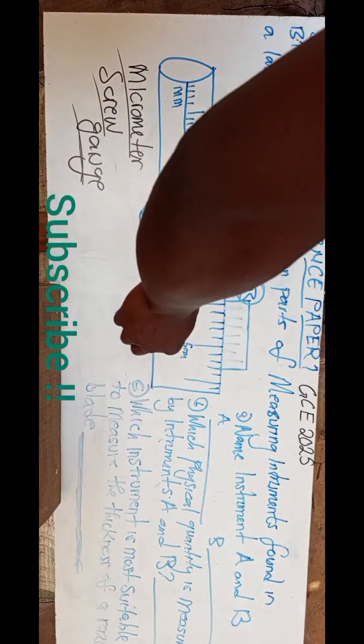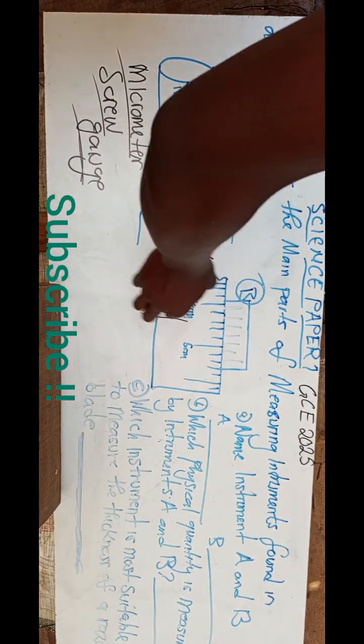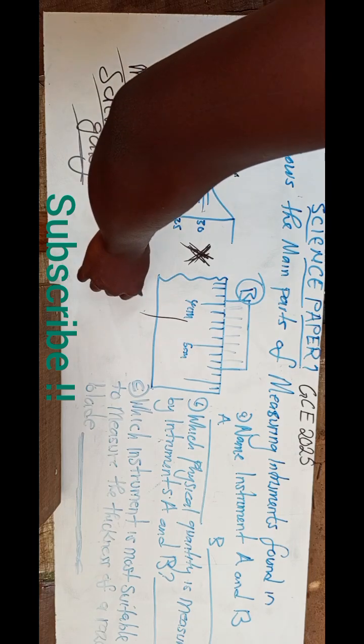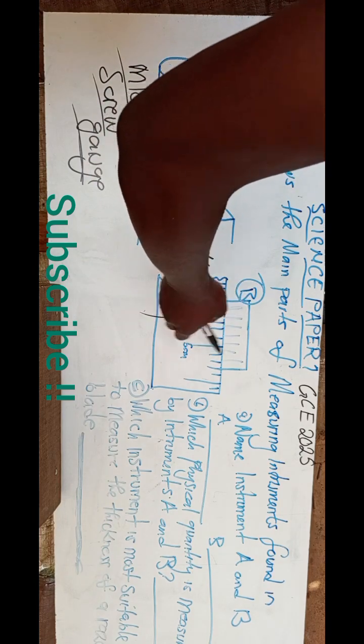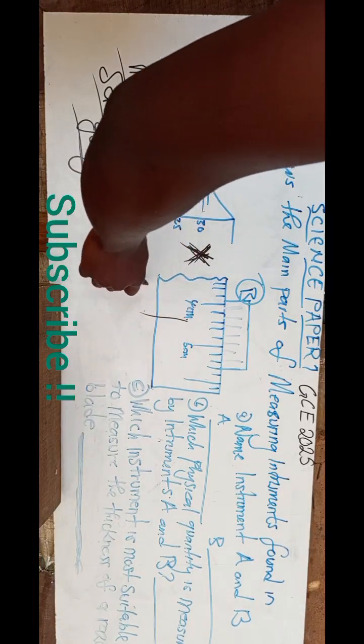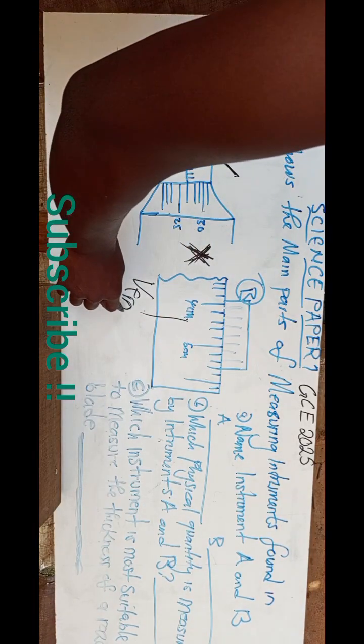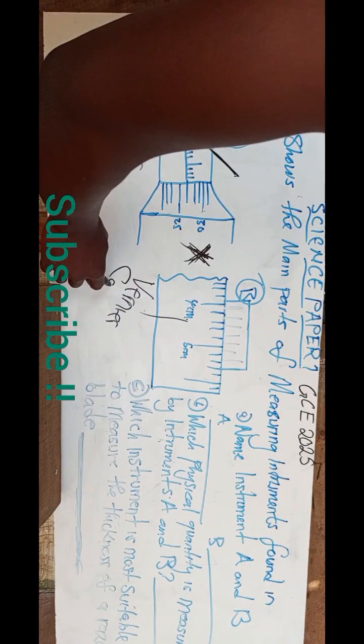While on this part we have the main scale reading and the thimble reading. So this part of the instrument on which we find the main reading is known as the vernier caliper.